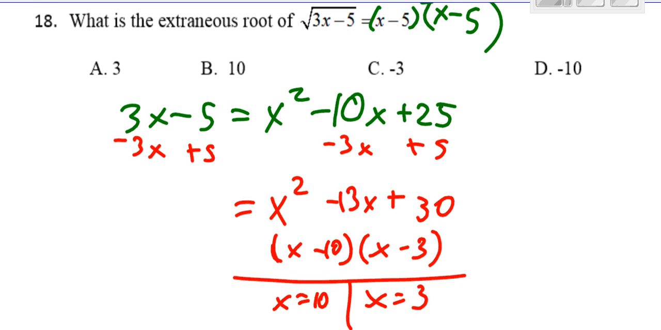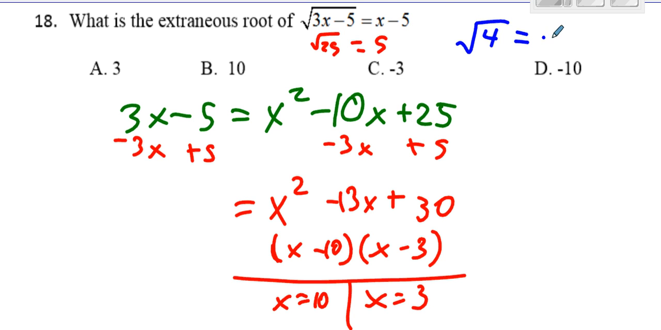One of those is going to be extraneous when you plug it back in. So you plug it into the very, very original equation. Plug in the 10, you get 30 minus 5, it's 25. 10 minus 5 is 5. That's true. Plug in the 3, you get 9 minus 5 is 4. Plug in the 3 here, you get 3 minus 5 is negative 2. That's not true. Square root of 4 is not negative 2. So this is our extraneous. X equals 3 is the extraneous root.